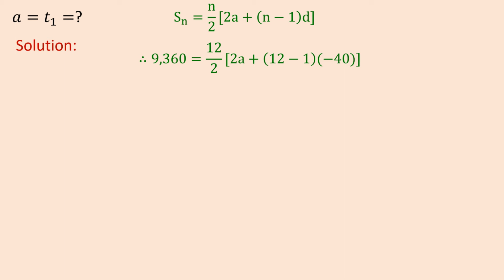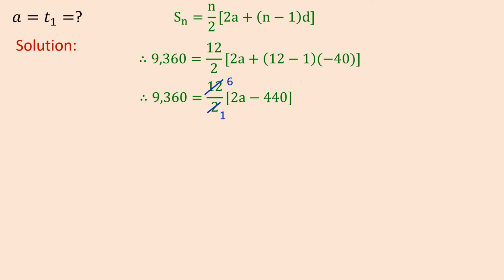Let us go for simplification. Our next step will be 9,360 equals 12 upon 2 into (2a plus, 12 minus 1 will become 11, and plus 11 into minus 40 will give you minus 440). Let us go for the next part. We need to cancel this fraction: 2 one time and 2 six times. So we have 6 into (2a minus 440).